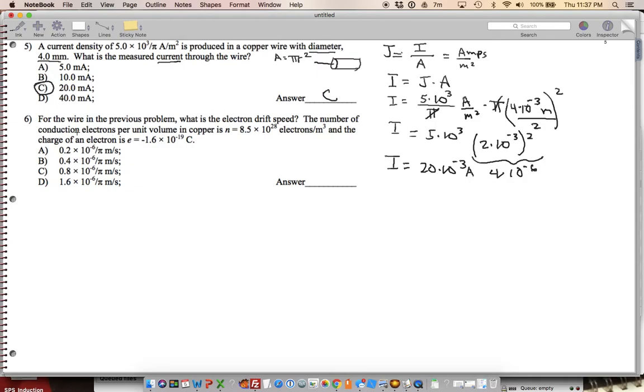Great. So now, for 6, this is for the wire in the previous problem. What is the electron drift speed? For the wire in the previous problem, remember that we know our diameter is 4 millimeters. What else do we need to know? Let's see, actually I wrote this one down somewhere.